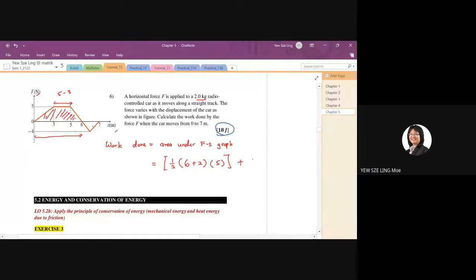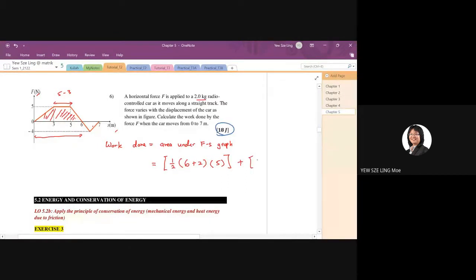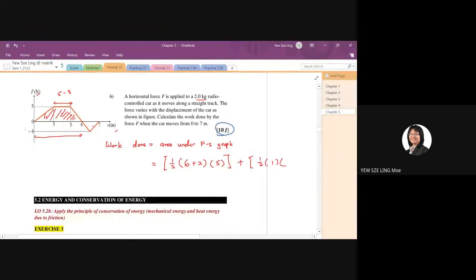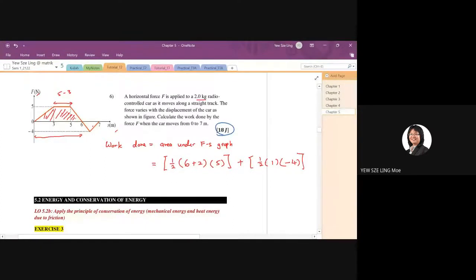Okay, if you combine them into one equation, this is the tricky part. You need to add them up. But then when you calculate the area for these triangles, 1 over 2 times the base, which is 1, times the force, which is negative 4, that is where you obtain the minus sign in the calculation.